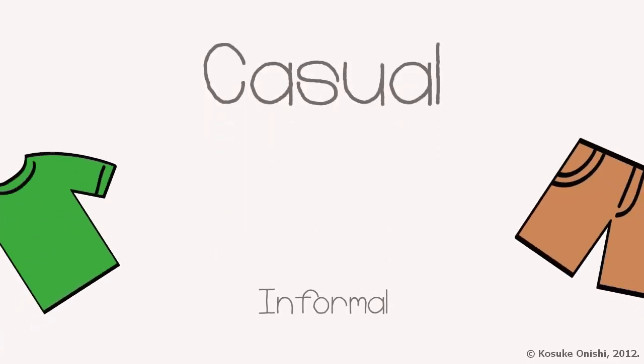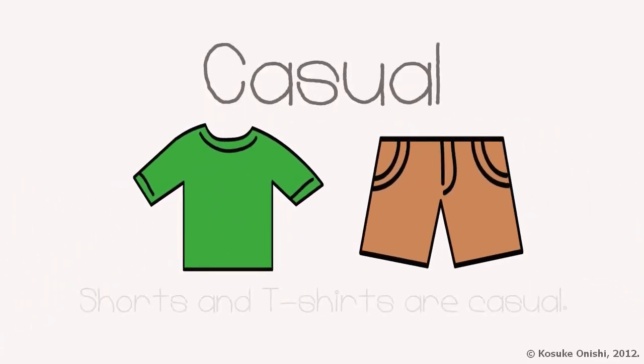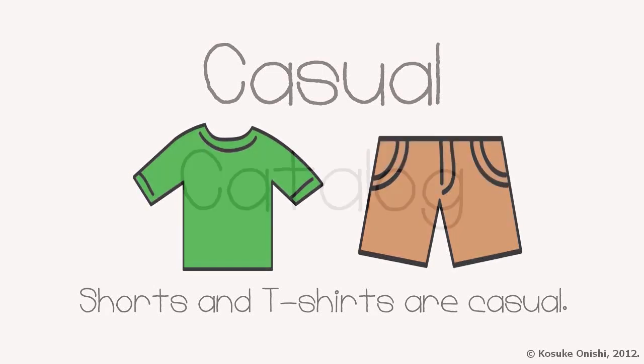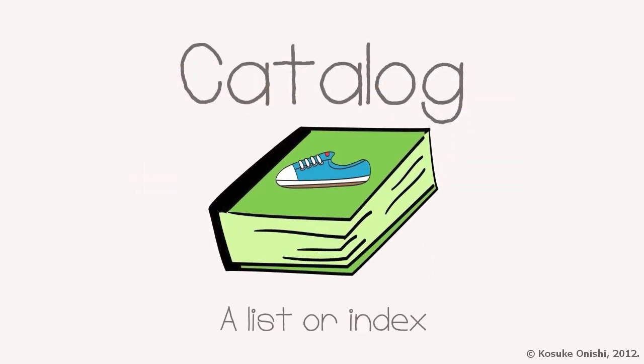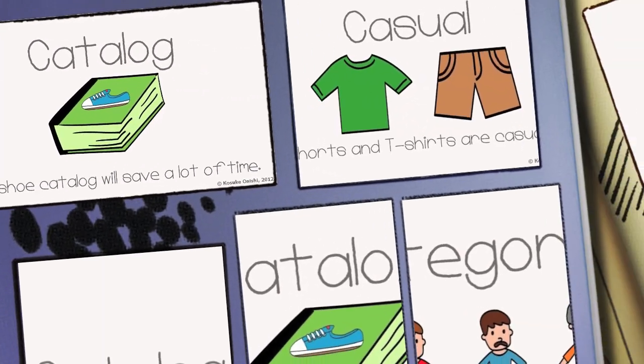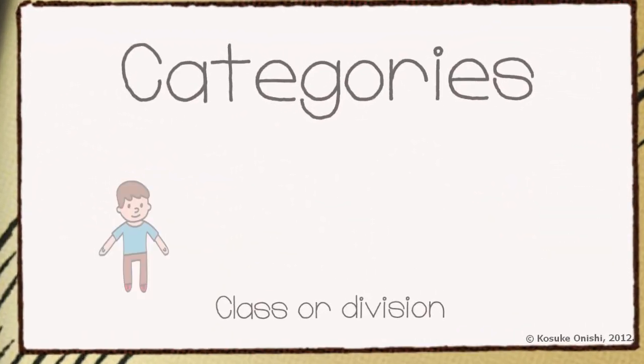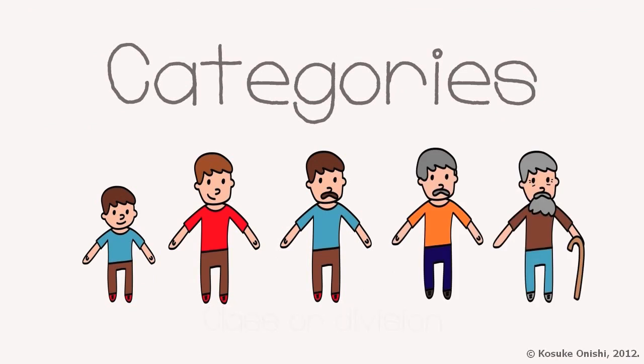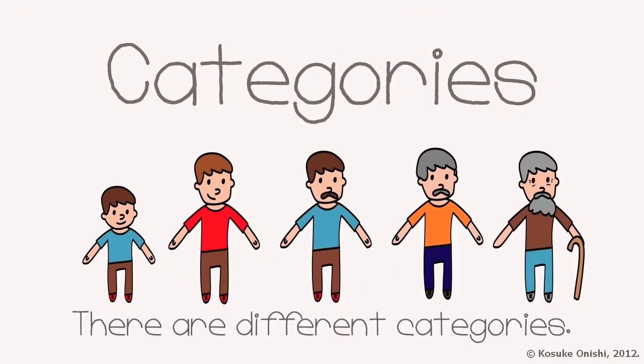Casual. Informal. Shorts and t-shirts are casual. Catalog. A list or index. This shoe catalog will save a lot of time. Category. Class or division. There are different categories of people.